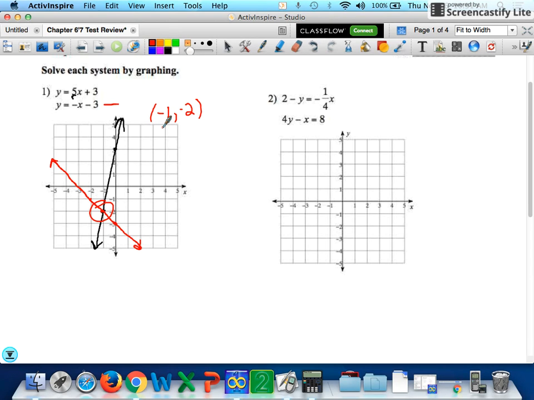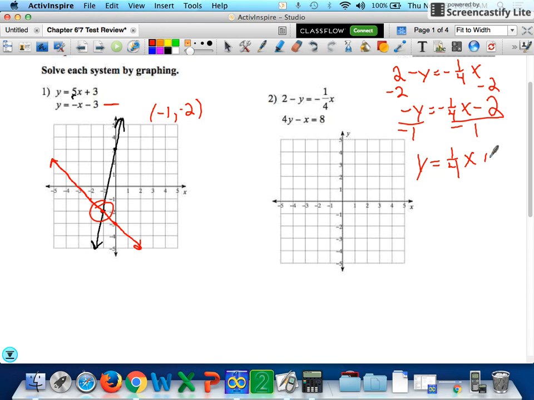Number 2, we want to do the same thing, but we can't yet. Okay, they're not in slope-intercept form. So we've got to take them and make them that way. Our first equation is 2 minus y equals -1/4 x. And we just need y by itself, so we subtract 2 from both sides. And then I need this to be a positive y, so I'm going to divide everything by -1. What that really does is it just flips all my signs. So one of my equations is y equals 1/4 x, so the negative, flip the sign, plus 2.